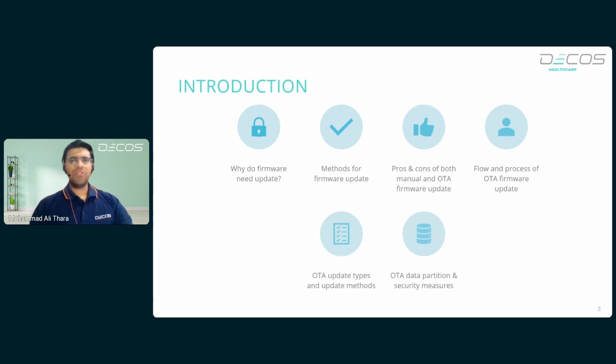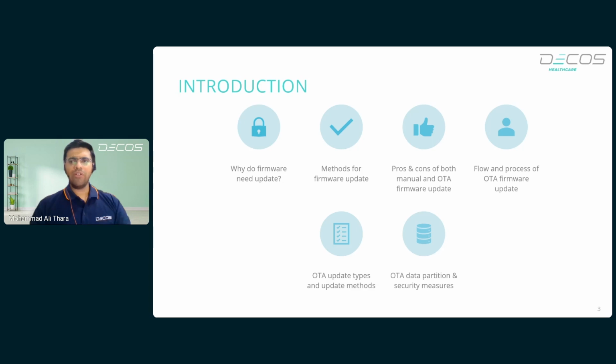So in the previous introduction to FOTA webinar, we explored the importance of firmware updates and why they are critical for maintaining the performance, security, and longevity of connected devices. Firmware updates address bug fixes, security patches, and enable new features, making them essential for adapting to evolving user needs and technological advancements. We also discussed two primary methods for firmware updates. Those were manual and over-the-air firmware update.